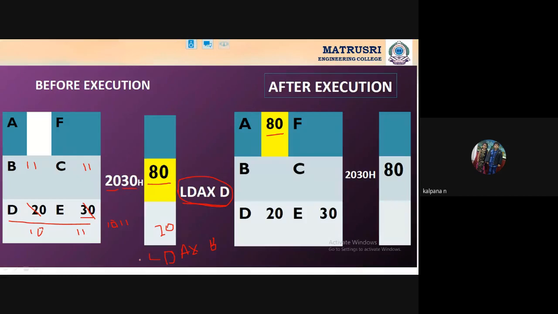LDAXB. Okay? Now, what is the meaning of this LDAXB? The B register pair consists of some memory location. So, what is B consisting here? 11. C consisting 11. So, this is an address memory. The location is given as 4 ones. So, at 4 ones, what is present? Again, 11 only is present. So, what are we moving? This 11 into the accumulator.